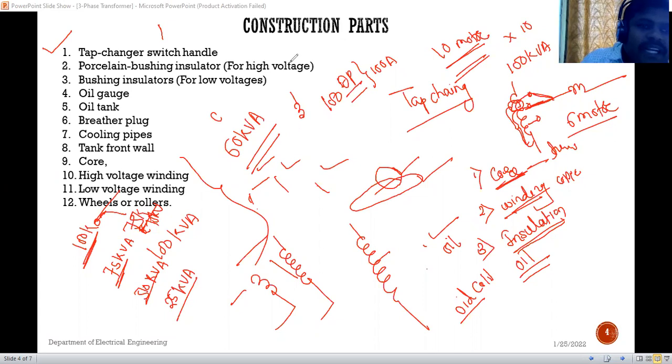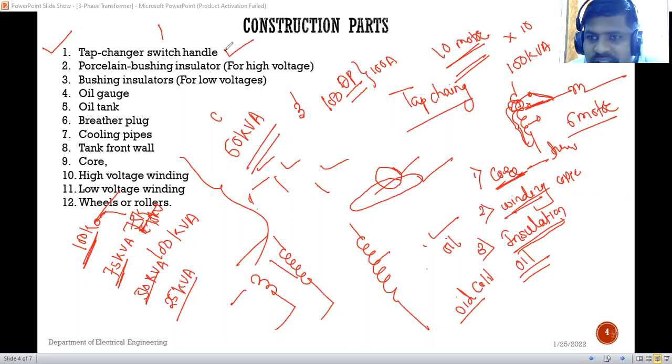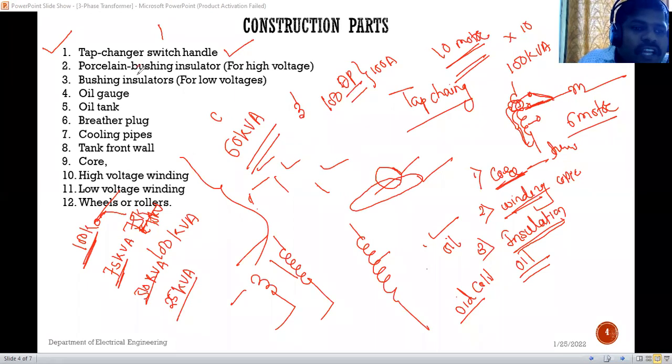So in some of the big size transformers, a tap changing transformer or switch can be used, right? All of you clear on what this tap changer means? Yes, sir. Okay. Now the second part that can be shown is the porcelain bushing insulator for the high voltage side, and for low voltage there is also a bushing insulator provided.